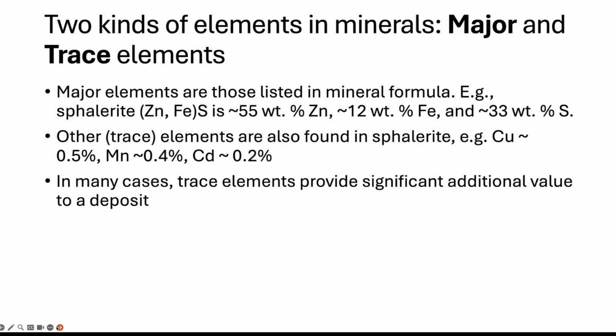But there are other elements found in sphalerite. For example, copper, which doesn't figure into the formula, can nevertheless substitute at the level of 0.5%, and manganese at 0.4%, and cadmium at 0.2%. These trace elements, in many instances, are more valuable than the major elements. And even when they're not, they can still provide significant additional value to a deposit. So that's how we use major and trace elements in this class.